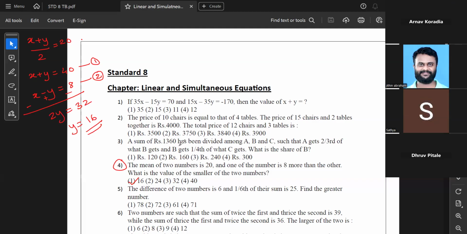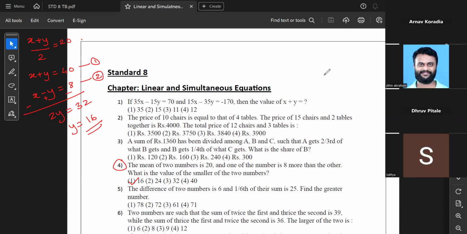Yes, Arnav, tell me. Actually, sir, in this question, instead of using the simultaneous equation method, can we just write the numbers as x and x plus 8, because in the question they've given one number is 8 more than the other? Yeah, that is also a technique. So they have said x plus the x plus 8, so logically also it can be solved, with your method also it can be solved, like 2x plus 8 equals 40.